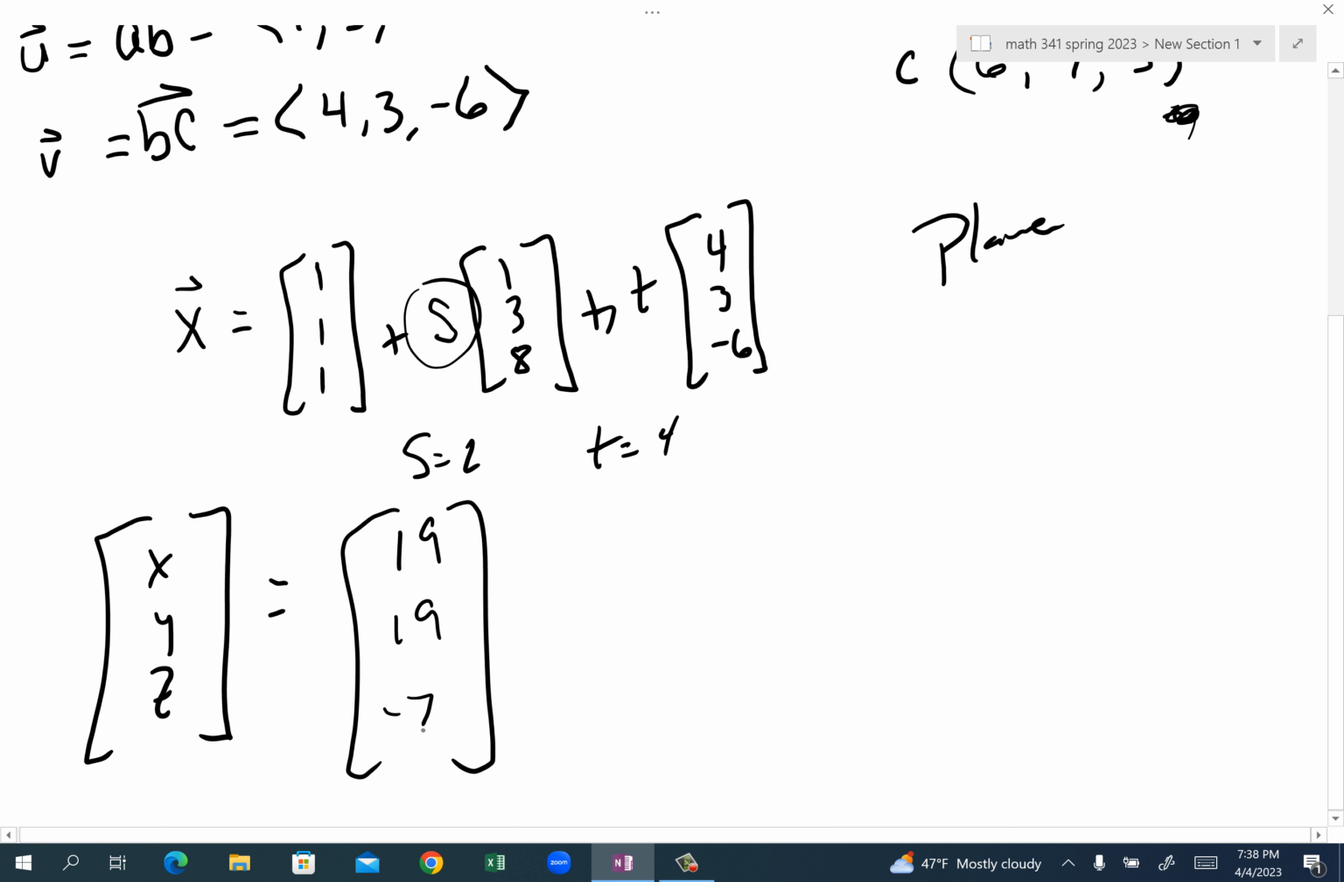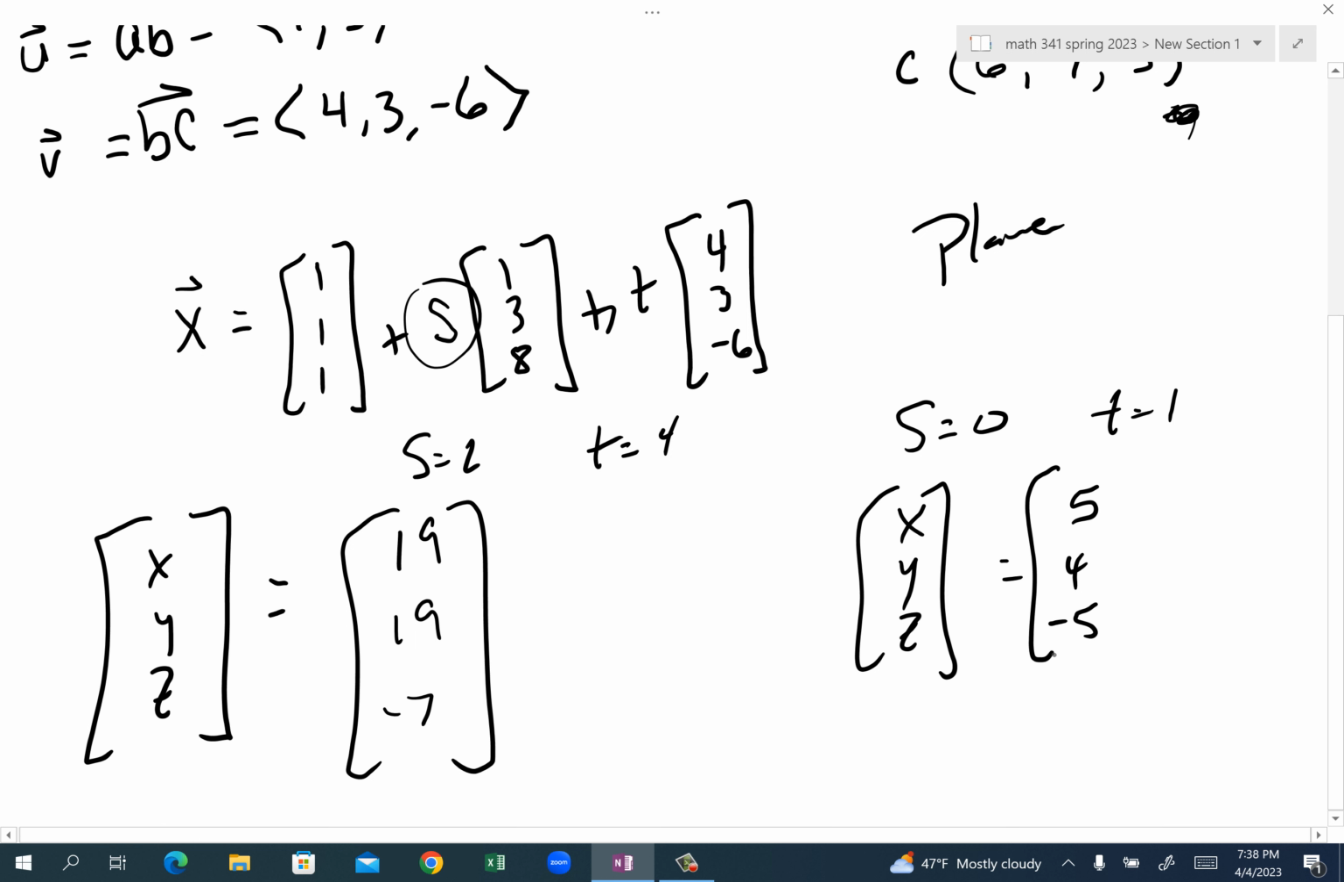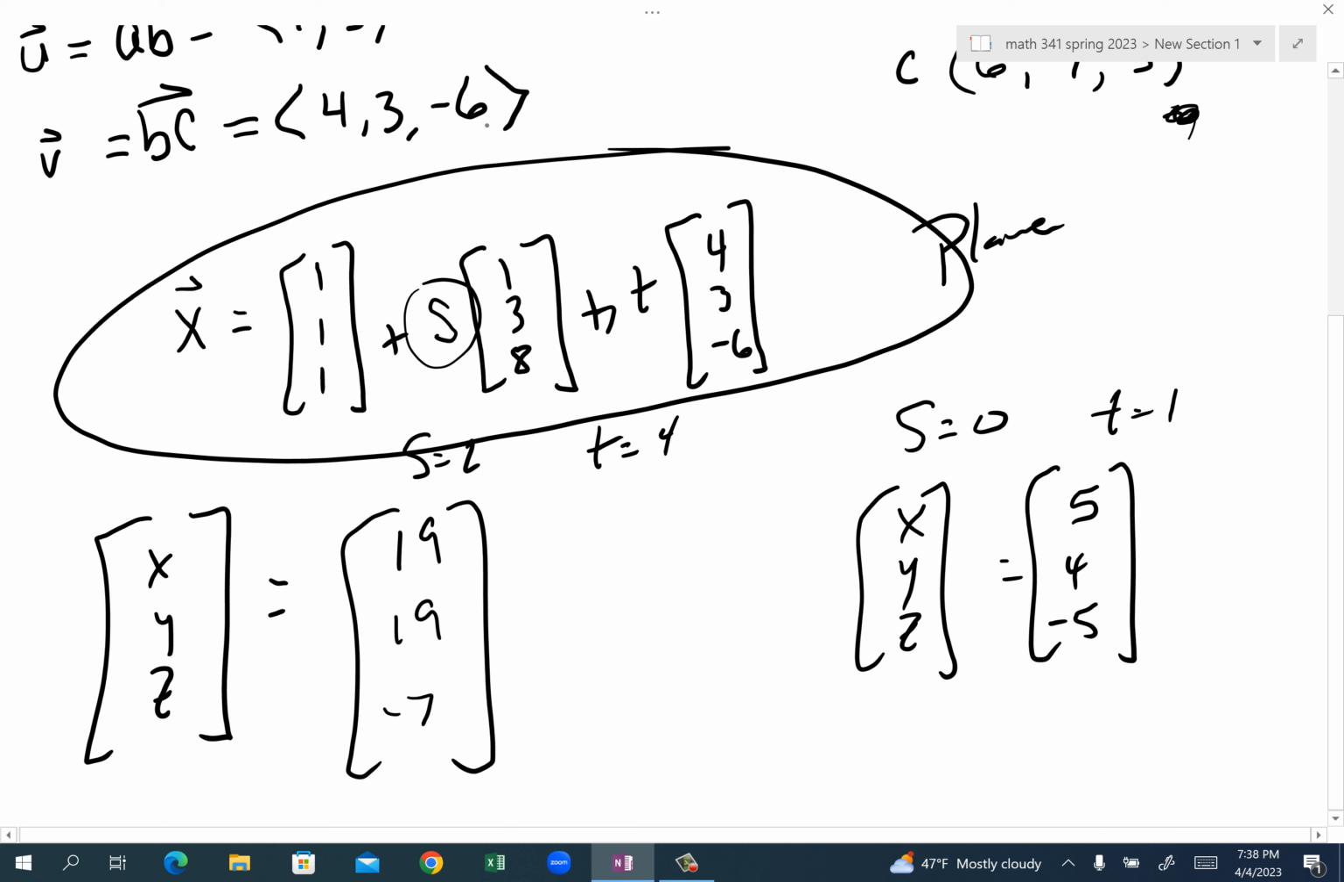You're like, but what if S is 0? I don't know. What if S is 0? And what if T is equal to 1? I don't know. Then I guess I'm going to get an X, Y, Z place of 5. So 1 plus 4 is 5. 1 plus 3 is 4. 1 minus 6 is negative 5. And that's where I would be. And I could then create this entire plane from this setup. This is the equation of that plane. It's called a parametric equation. My parameters this time are S and T.